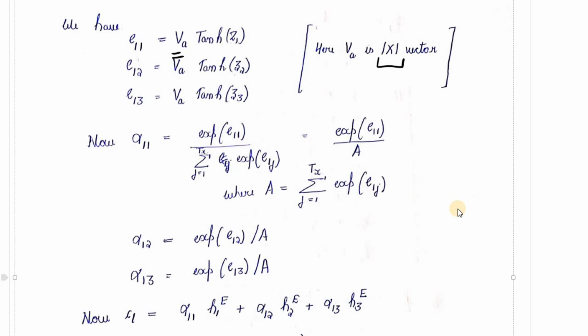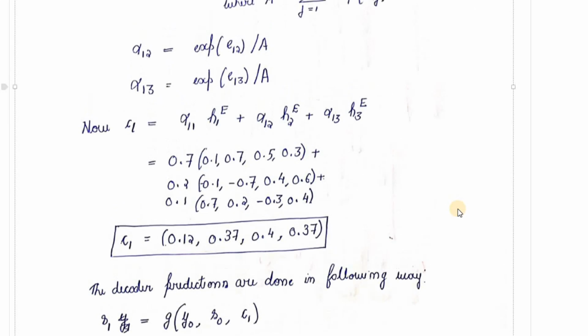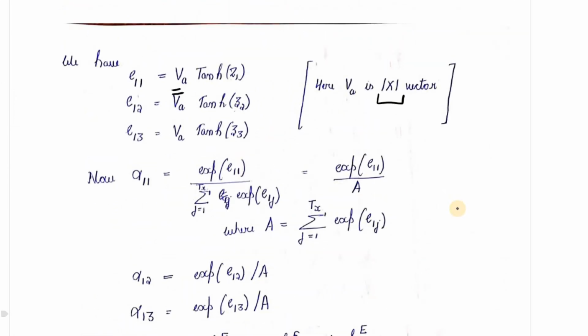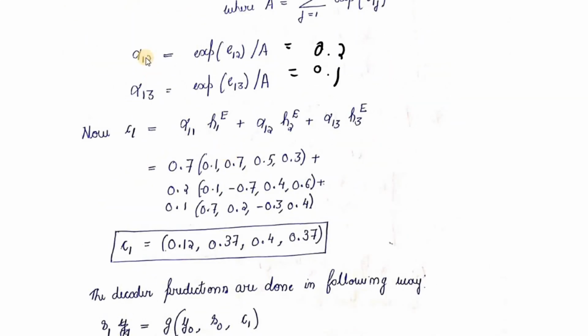On doing so, we get values like this: alpha 1 1, alpha 1 2, and alpha 1 3. And ideally these are supposed to be probabilistic values only. Let's say I get alpha 1 1 as 0.7, maybe we get alpha 1 2 as 0.2, and we get alpha 1 3 as 0.1. And what we do, we express the encoder states as a linear combination of these alpha values to get the context vector, which looks like this. Now this is the context vector I'm getting.